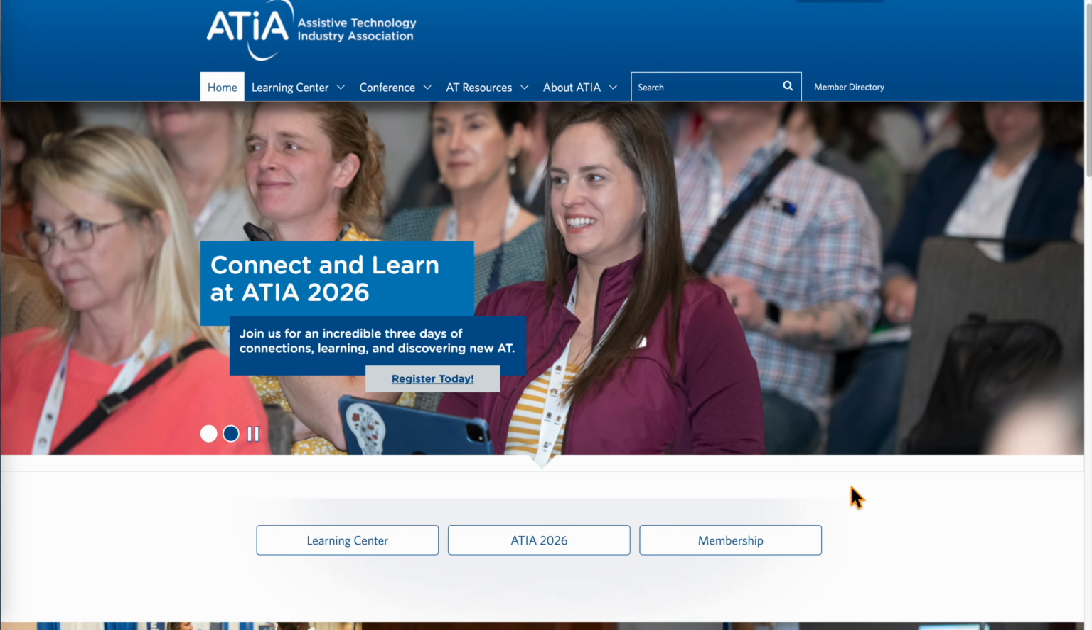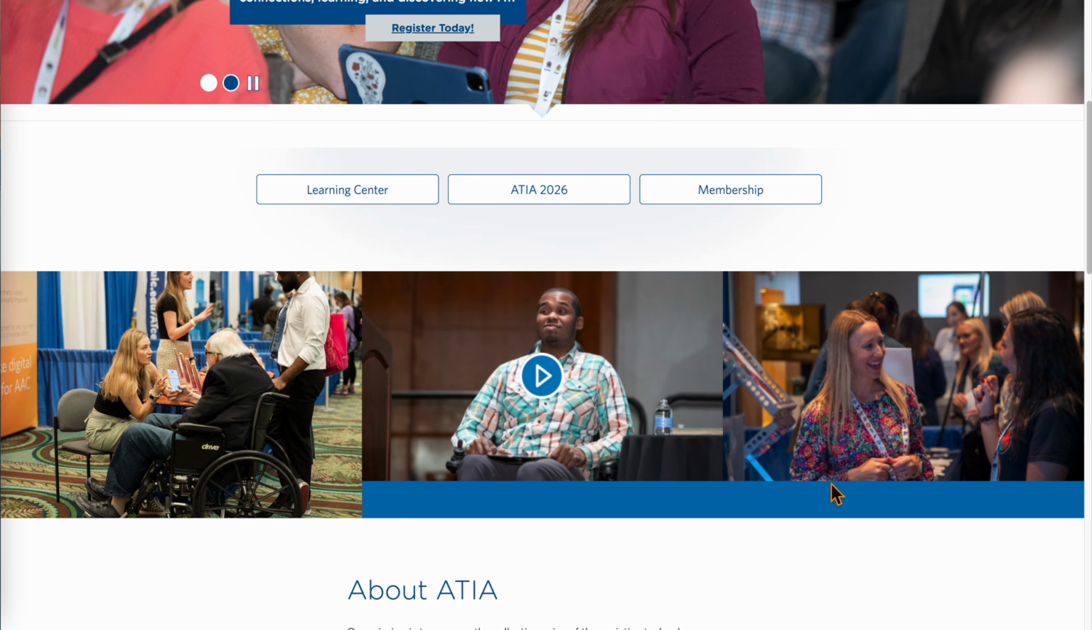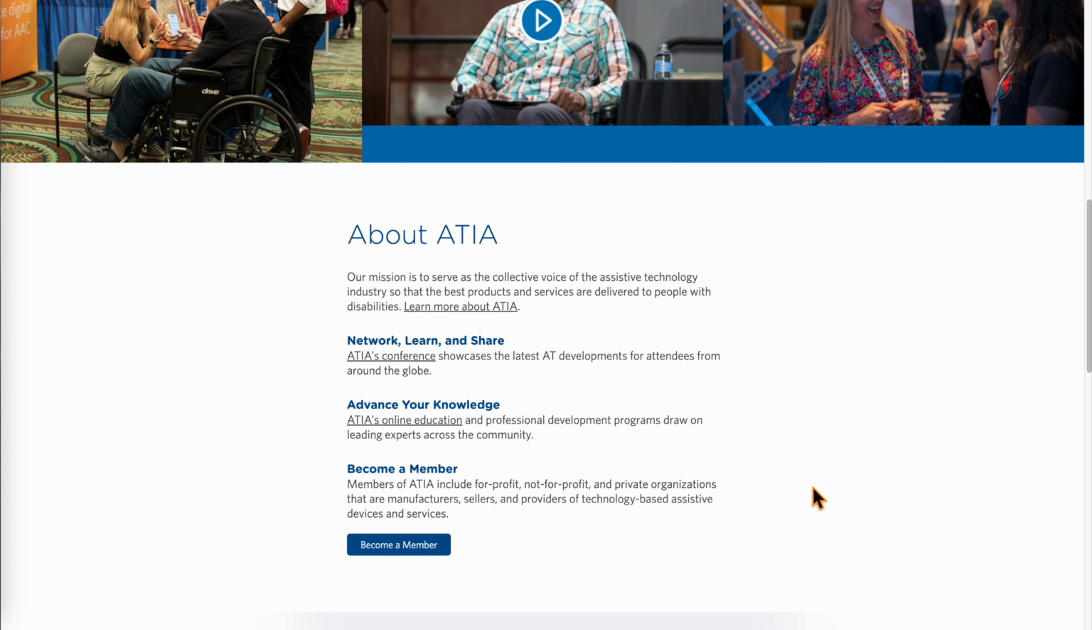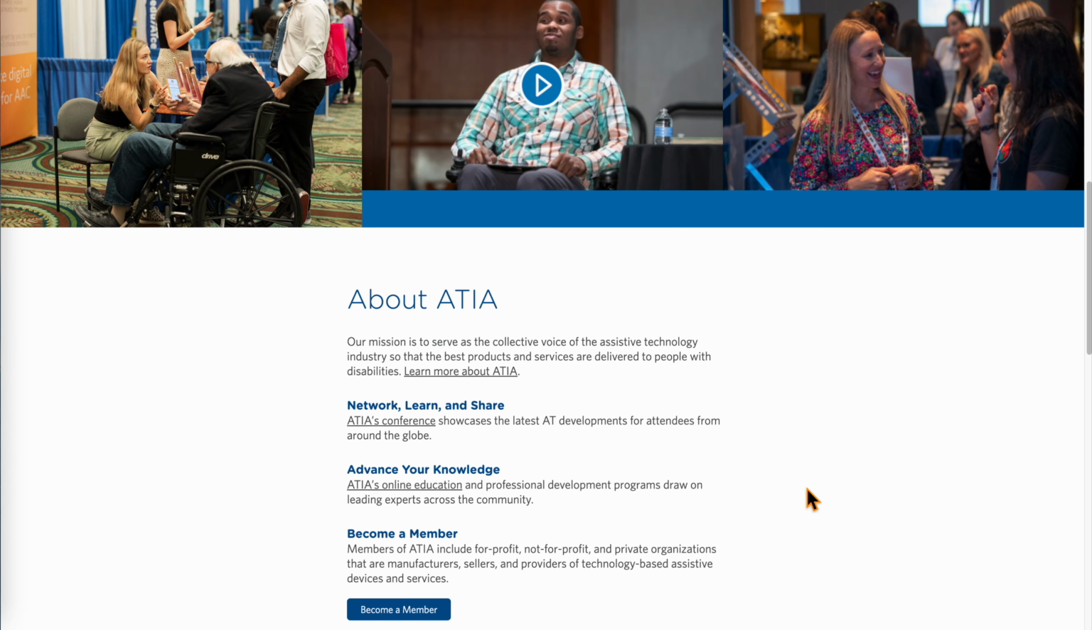One, just off the top, is ATIA, for assistive technology. Their website is ATIA, I think it's .org. No, we'll make sure we get it. I'll put it in the show notes. We'll get it right. But they have a huge knowledge center.